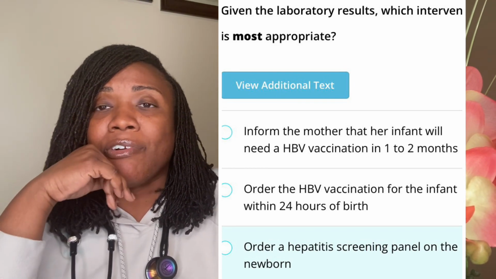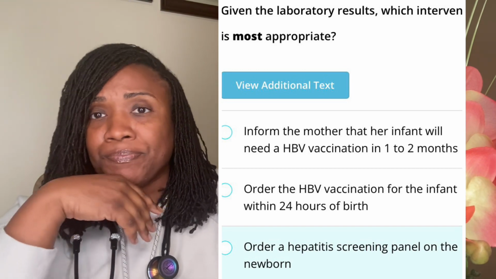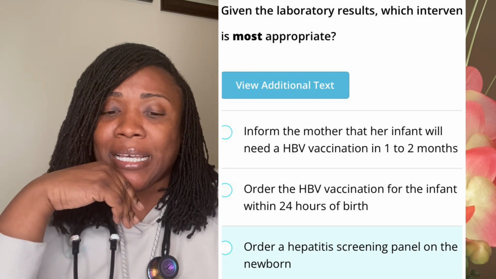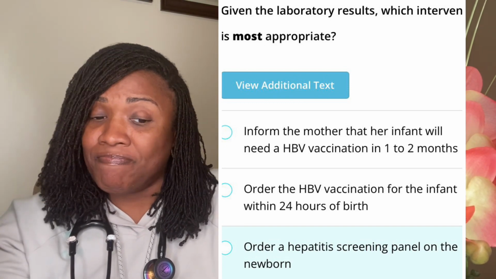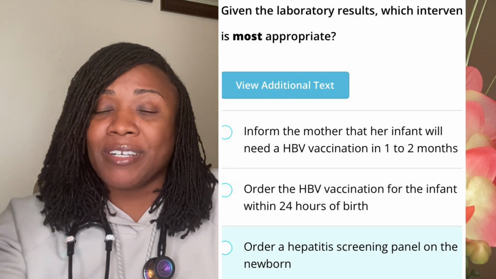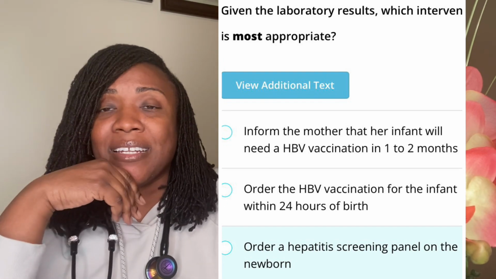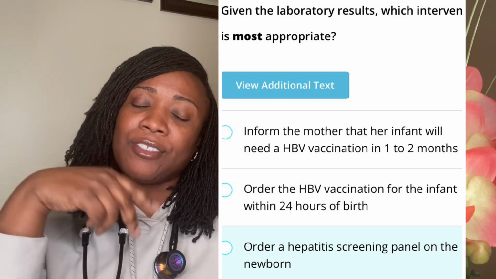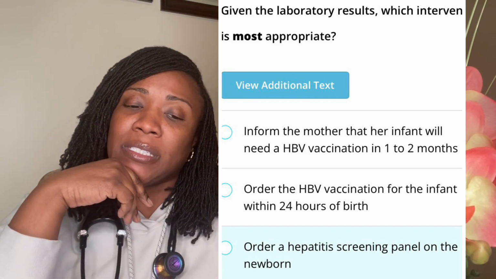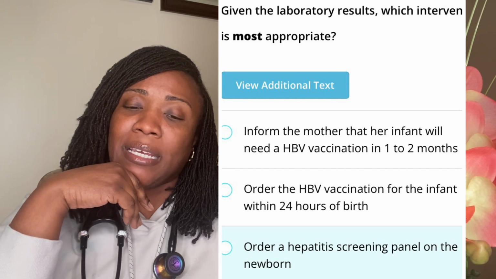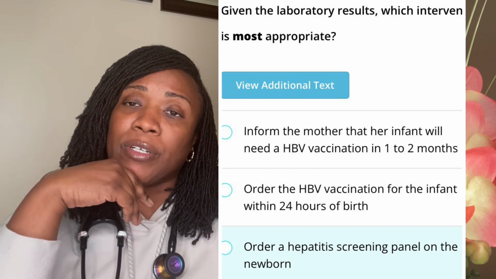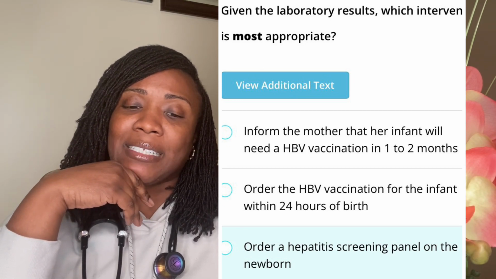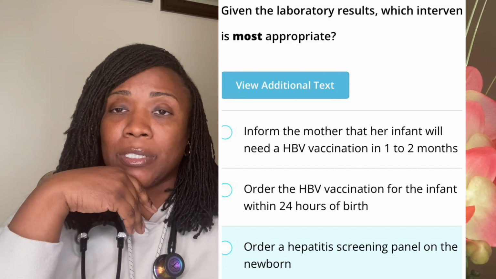How can this baby have chronic hepatitis B? Baby just came out. How can it be chronic? And it says nowhere that the mother has hepatitis B. So how are we treating hepatitis B or ordering a screening panel when nowhere does the question say that the mother has hepatitis B? Now the last 2, the first one says inform the mother that her infant will need an HBV vaccine in 1 to 2 months. Or it says order the HBV vaccination for the infant within 24 hours of birth.